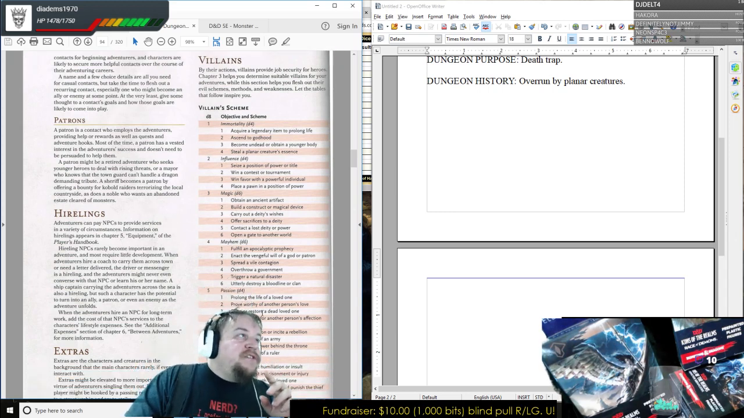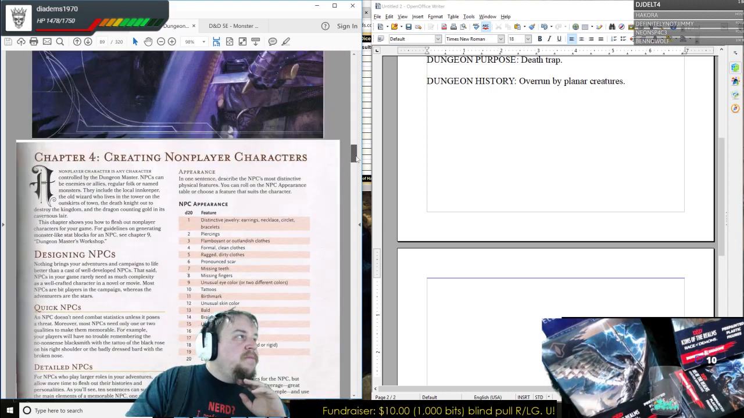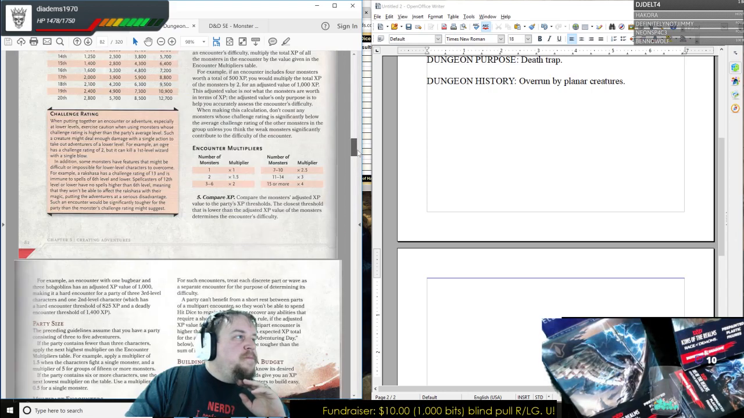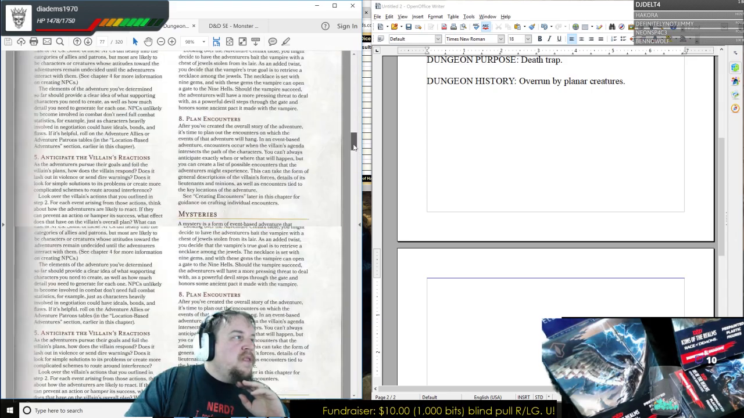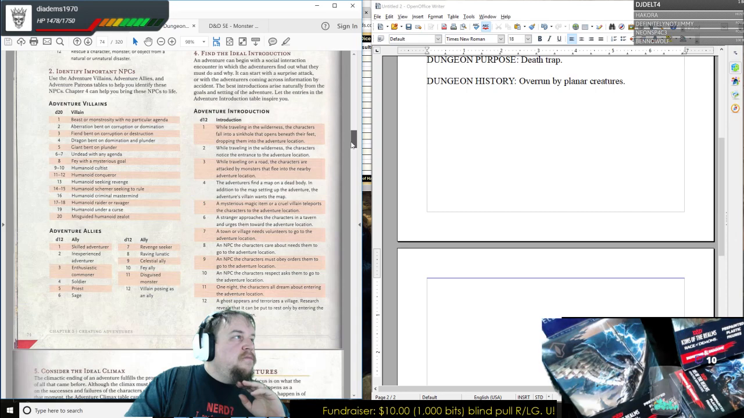So, by their actions, villains provide job security for heroes. Chapter 3 helps you determine suitable villains for your adventures. Well, this section helps you flesh out their evil schemes, methods, and weaknesses. Actually, you know what? Let me jump back and see if there is anything else that we can include.